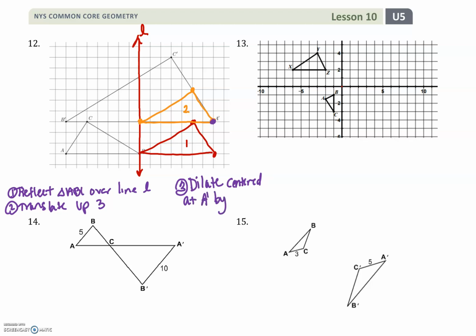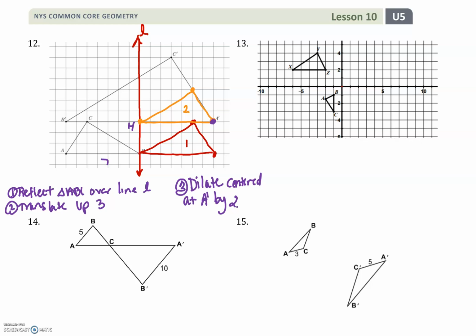So I'm going to use the horizontal again. So for the original, AB was 1, 2, 3, 4, 5, 6, 7. And the new one is 14. So you can see I doubled it. So dilate by 2.